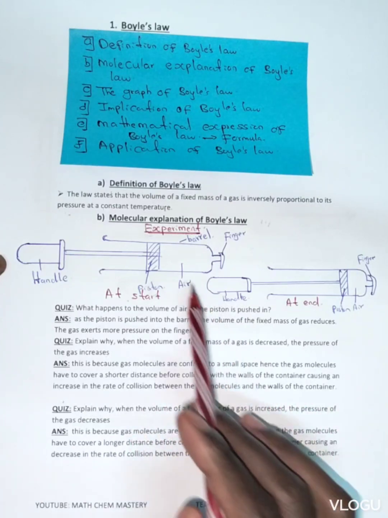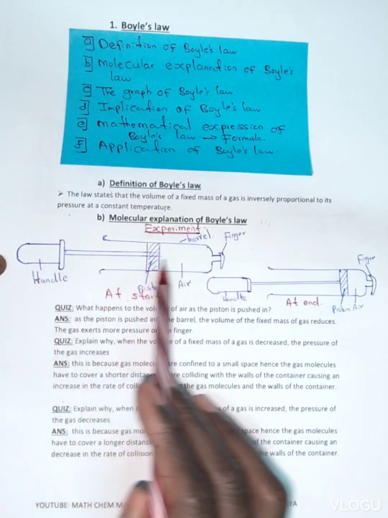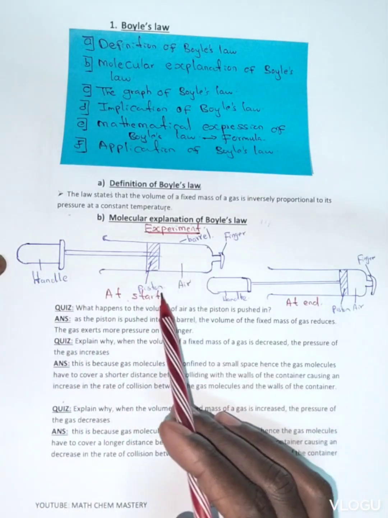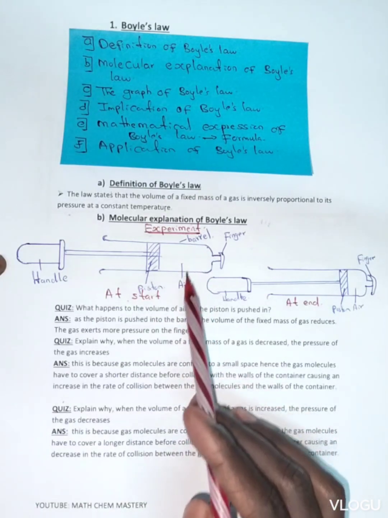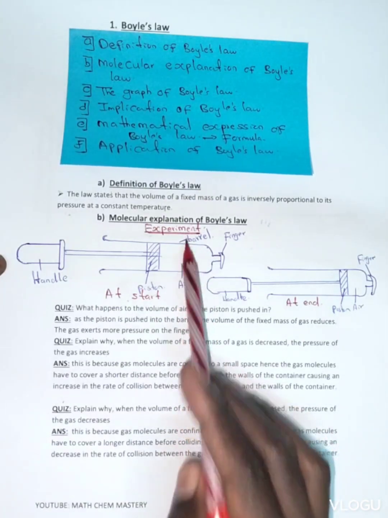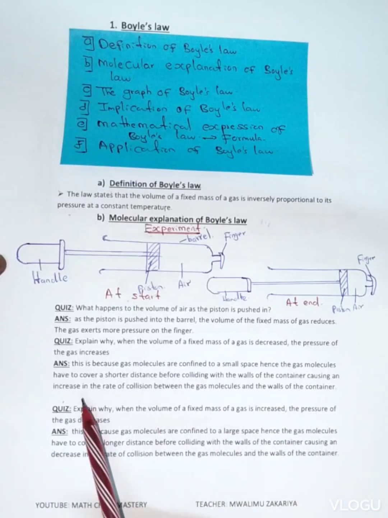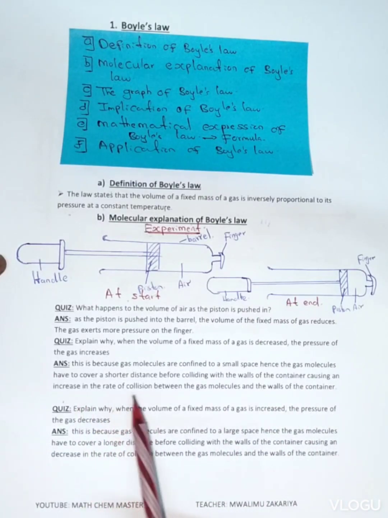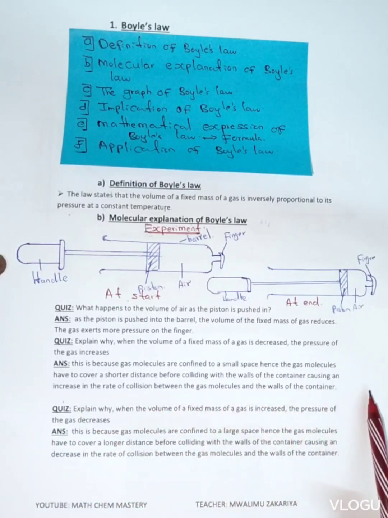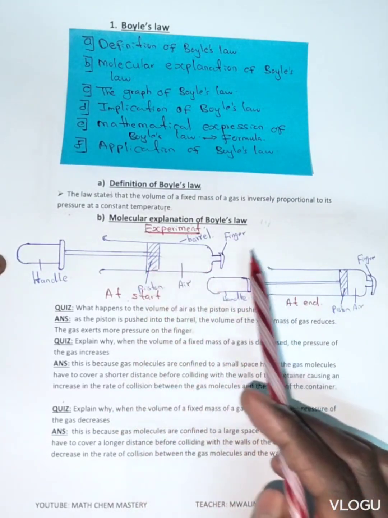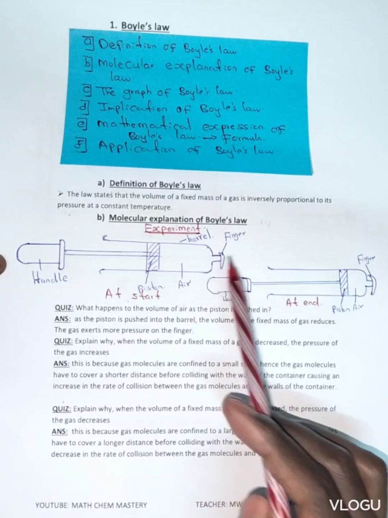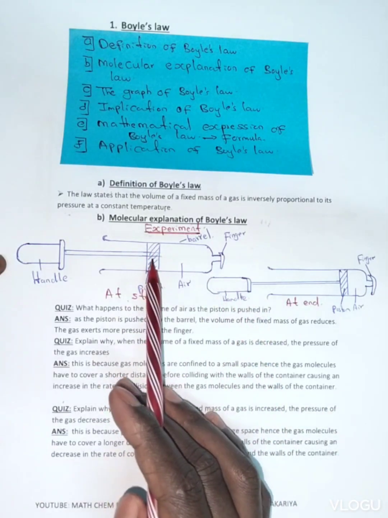Meaning this space that we have here is small. As we push the piston inside, the gas covers a shorter distance before colliding with the walls of the container, the walls of this cylinder, and that causes an increase in the rate of collision between the gas molecules and the walls of the container. So that increase in rate results in an increase in the pressure while the volume decreases.